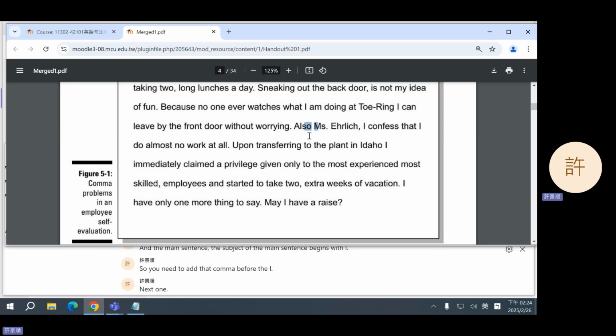Same as the first one. You're talking to somebody, they know their name, you know their name. This is extra information. Also, comma, Ms. Ehrlich, comma. Next one. Upon, which means when it happened. So the main sentence begins with I. You need to add a comma.